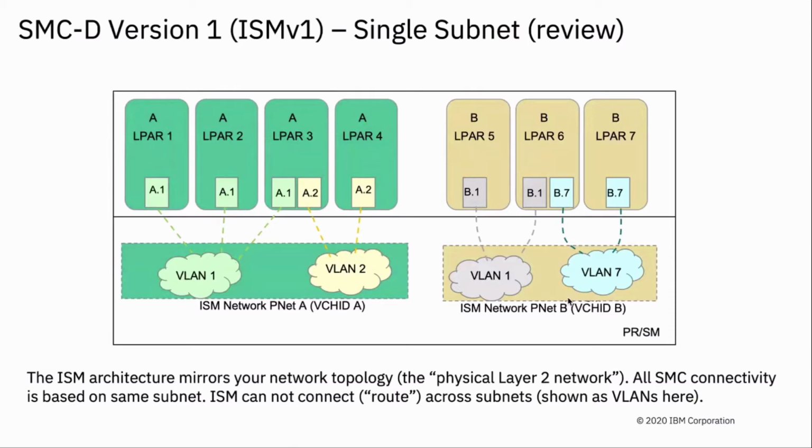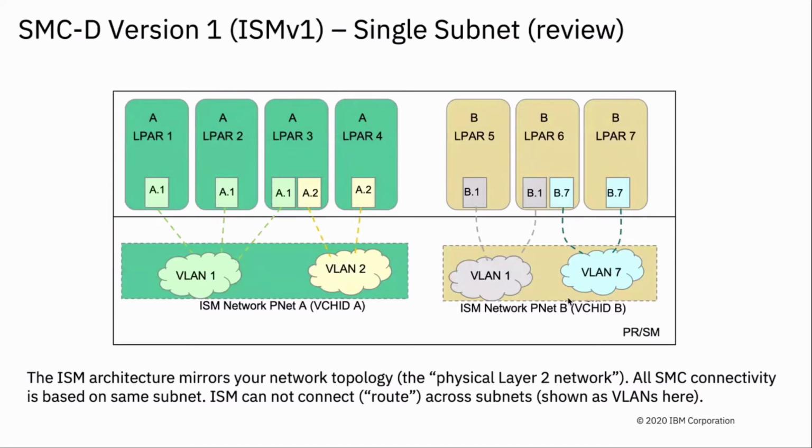And they might be using different physical LANs. A uses PNet A, and the B systems use PNet B. And for some reason, they need to be separated on different LANs. They don't even share the same fabric. And that's possible. And of course, all your systems could be on the same fabric as well. But in this case, they're on two different layer 2 networks.